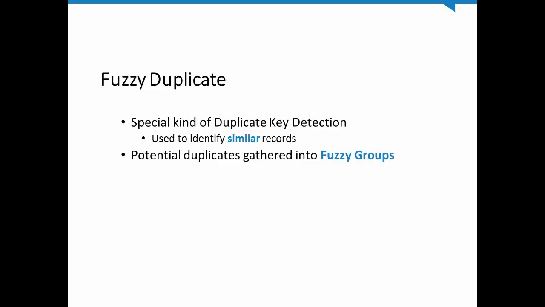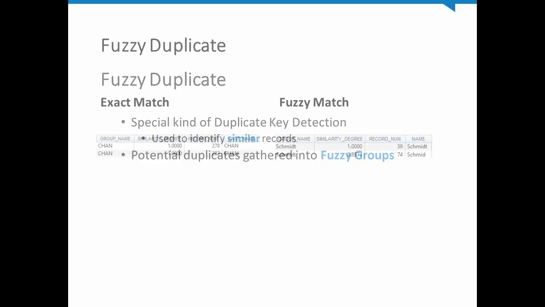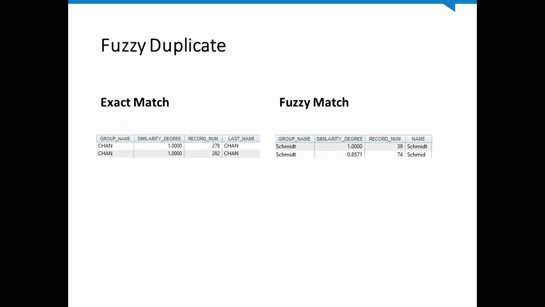Once records are identified as having similarities, they are gathered into groups called fuzzy groups and ranked according to their similarity degree. The more similar the data, the higher the similarity degree. An exact match, such as Chan and Chan, is considered to have a similarity degree of 1, while something like Schmidt and Schmidt has a similarity degree of about 0.85. A fuzzy group is made up of a core and the matches. The core is the record with the largest number of fuzzy matches.